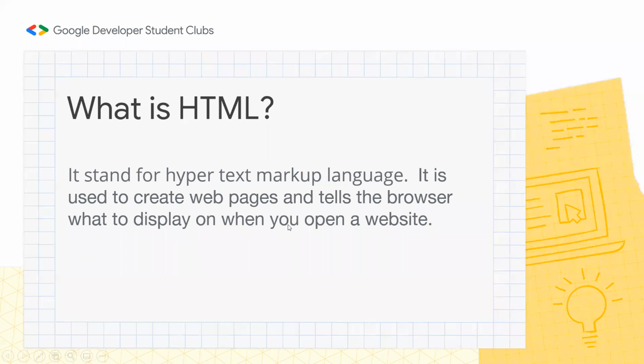So what is HTML? HTML stands for Hypertext Markup Language. So it's not a programming language, it's a hypertext markup language. A lot of people, when they hear HTML, the first thing that comes to mind is programming, but it's not programming actually, because HTML only tells the browser what to display on your screen. There's no logic, you can't make decisions, and you can't reuse code in HTML. It only displays things and elements on your screen. It is used to create web pages and tells the browser what to display when you open your website. So basically, it's the main building block of the web.